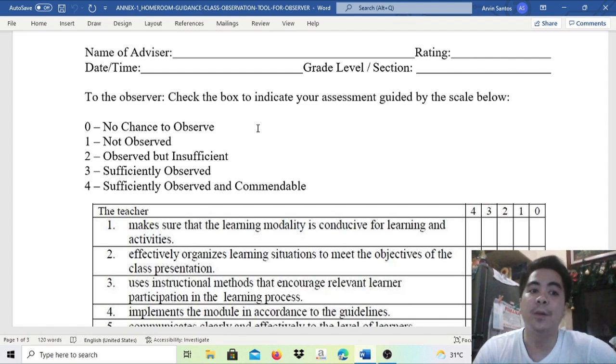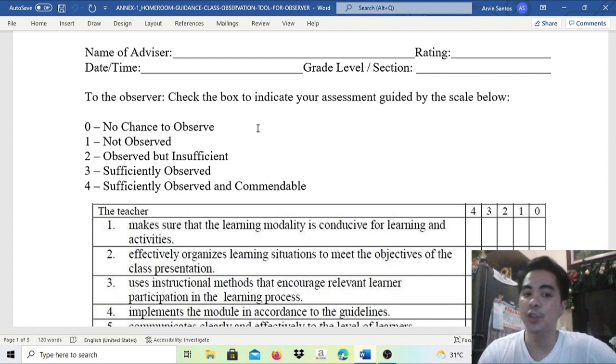1, not observed. Of course, kapag na totally nakita, okay, there is some big pagkukulang, so 1 lang siya. 2, observed but insufficient, so not enough, but nakita pa rin. Then 3, sufficiently observed, at 4 for the highest one, which is sufficiently observed and commendable. Okay, so yun yung pinakamataas, yung 4, at ang lowest nating rating ay 0. So it differs from other tools. So ito po ay 4 items for yung highest score natin.